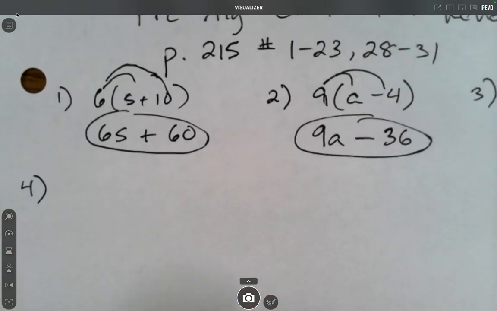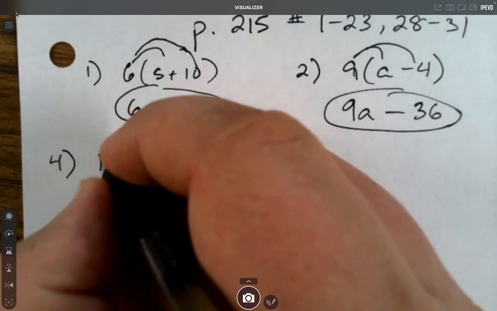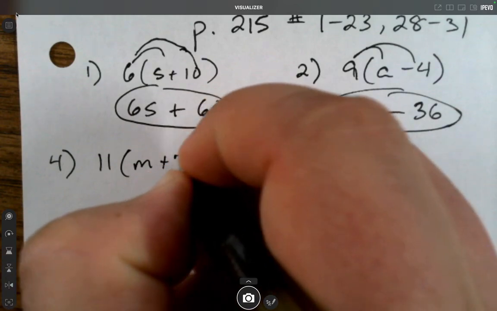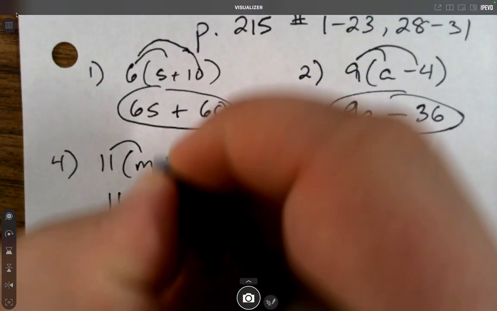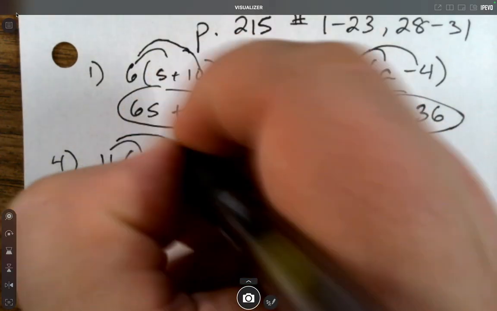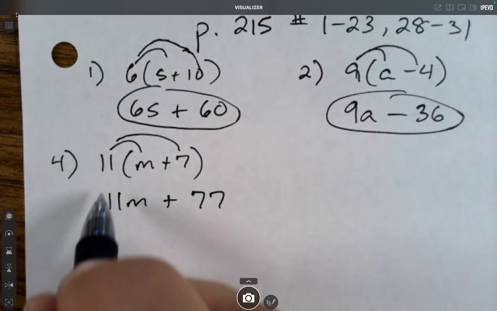Number 4, still doing the distributive property, 11 times m plus 7. So we do 11 times m, we just copy their plus sign, 11 times 7.